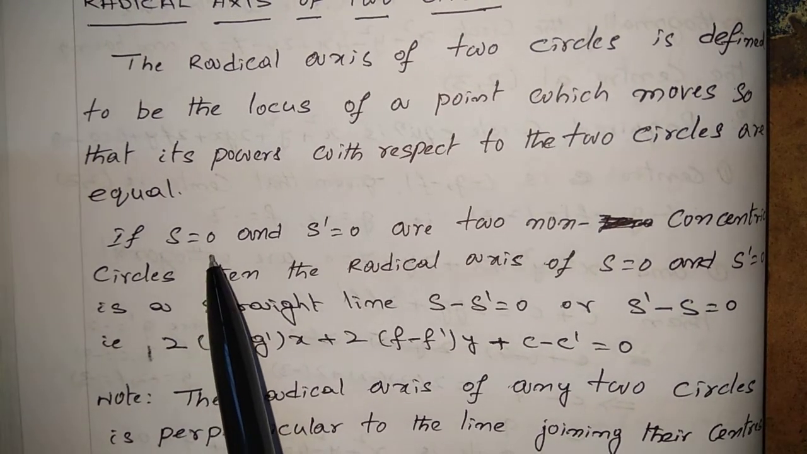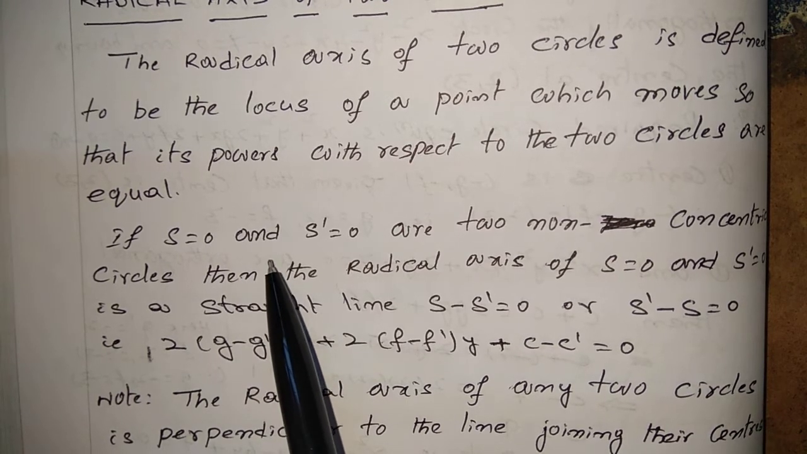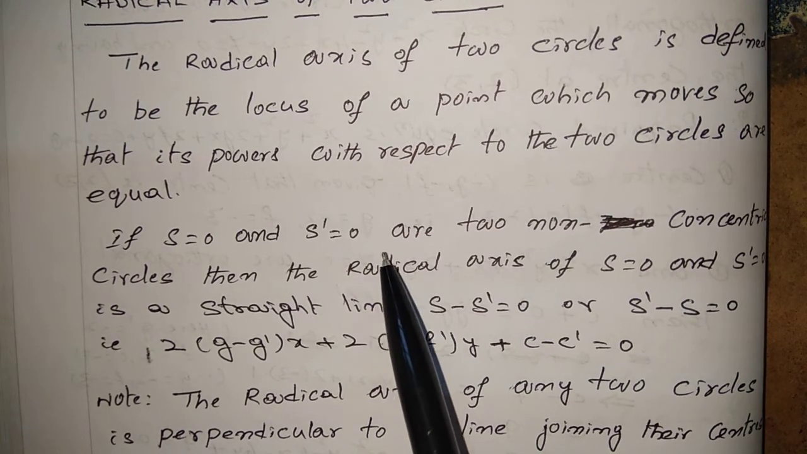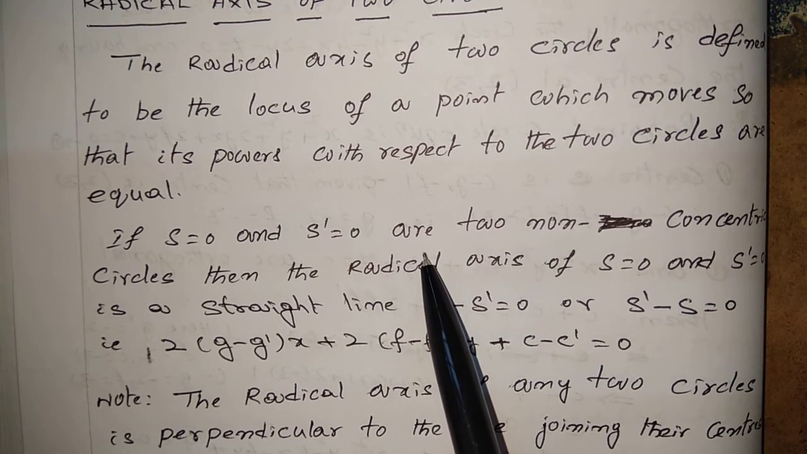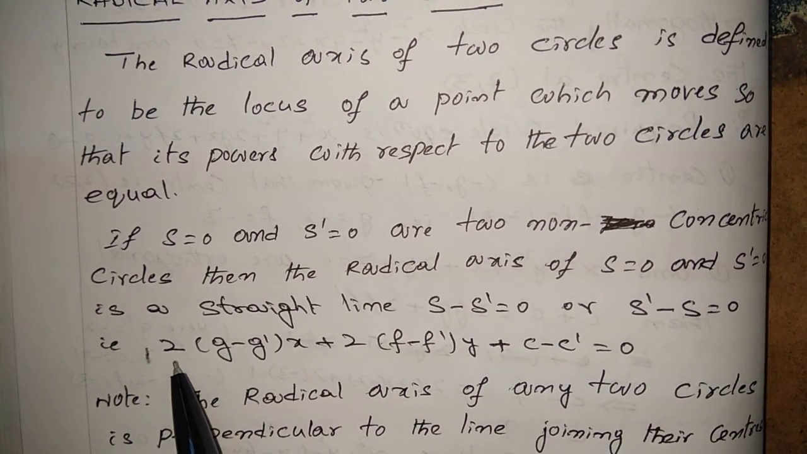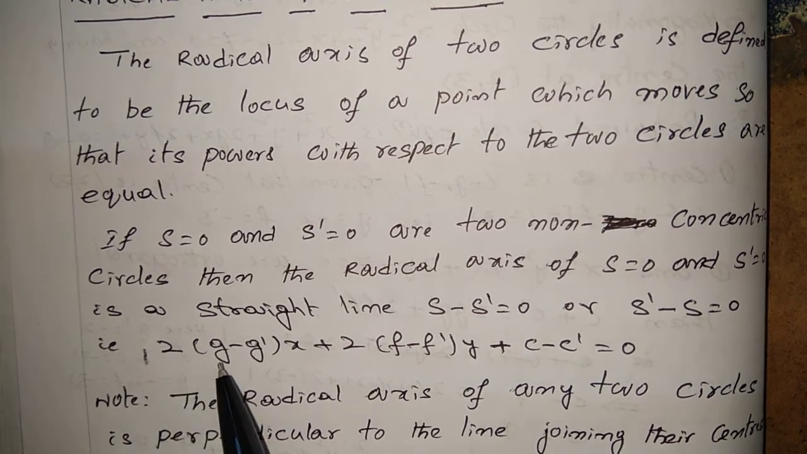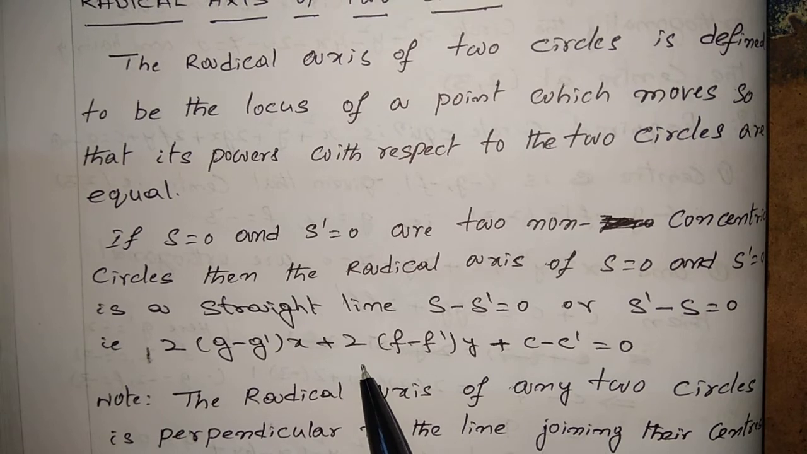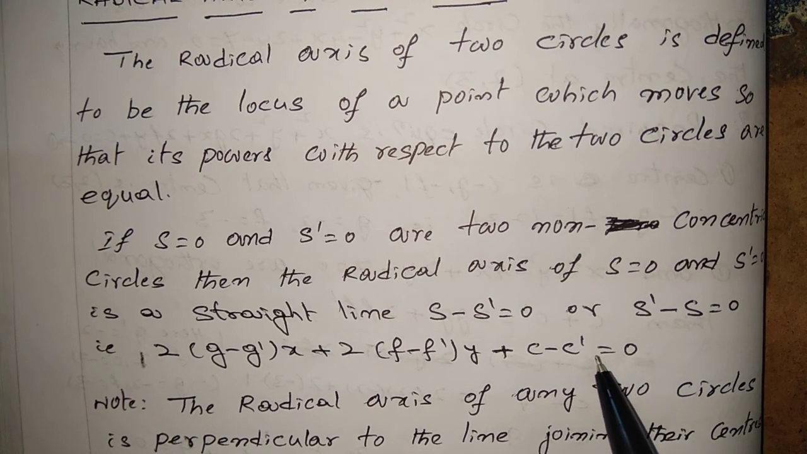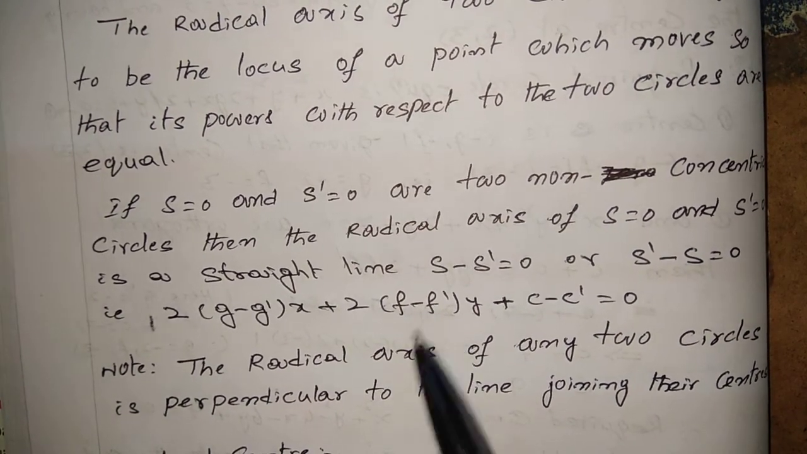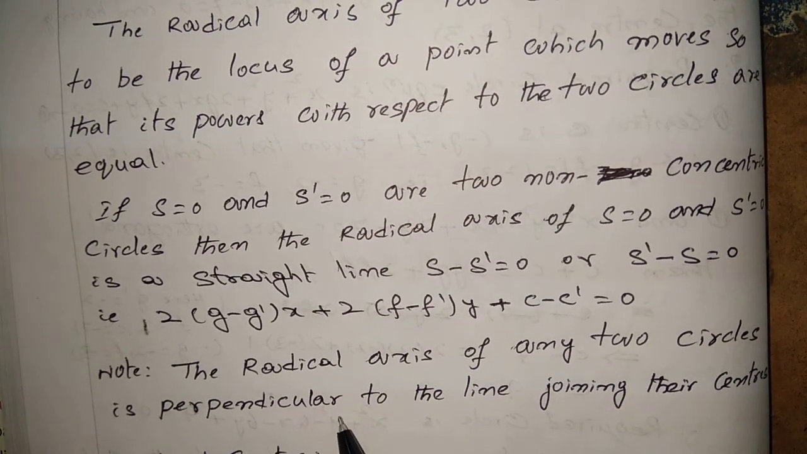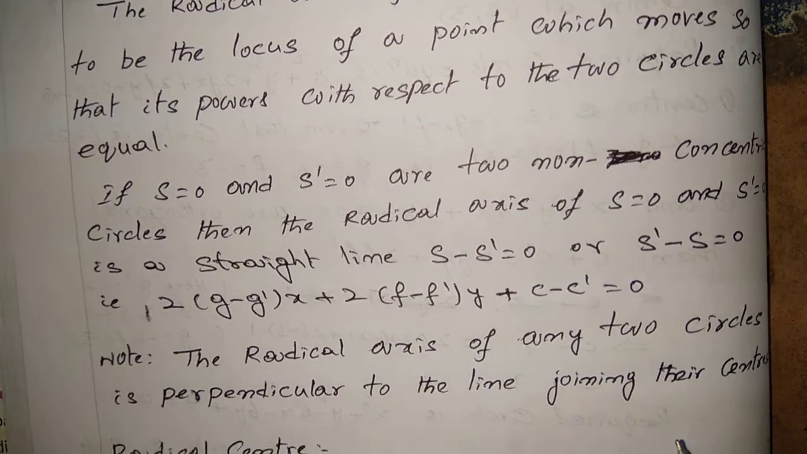We know S is equal to 0, that is x square plus y square plus 2gx plus 2fy plus c is equal to 0, and S dash is x square plus y square plus 2g dash x plus 2f dash y plus c dash is equal to 0. If you subtract S dash from S is equal to 0, we will get the equation of the radical axis as 2 into (g minus g dash) into x plus 2 into (f minus f dash) into y plus c minus c dash is equal to 0. This is the radical axis of two circles. The radical axis of any two circles is perpendicular to the line joining the centers.